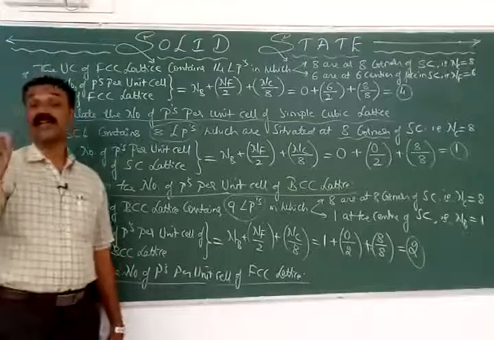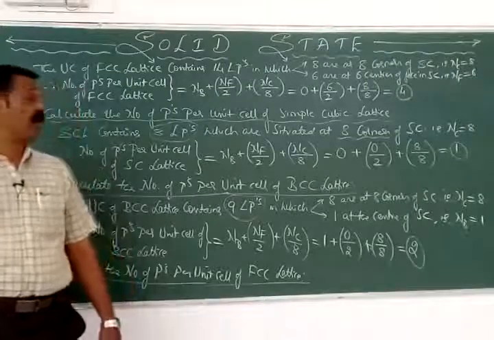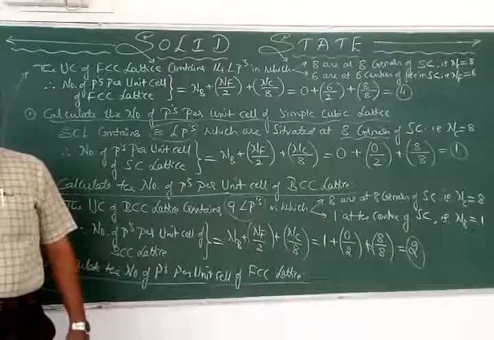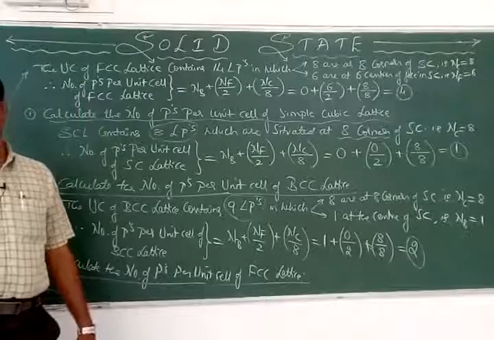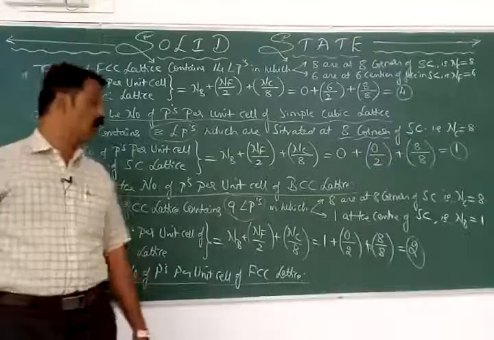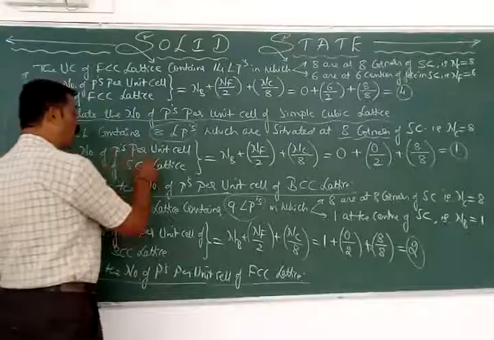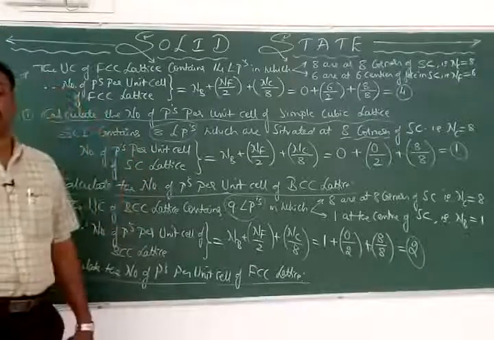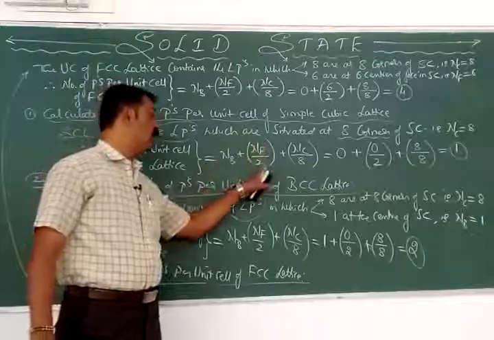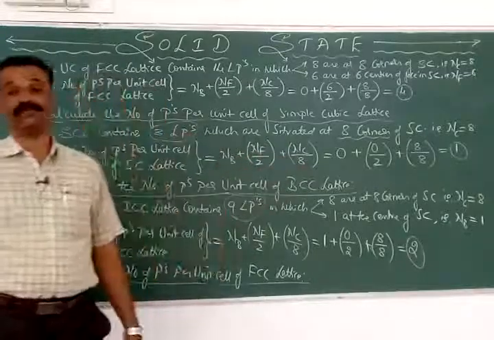Why? Because NC refers to the number of corner particles. Here, the contribution of each corner particle is 1 by 8. Therefore, it is 1 by 8 into NC, which is NC by 8. Therefore, the general formula to calculate the number of particles per unit cell of any cubic crystal lattice is given by NB plus NF by 2 plus NC by 8.